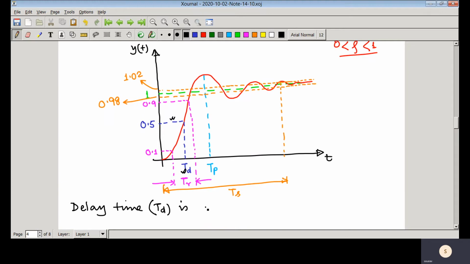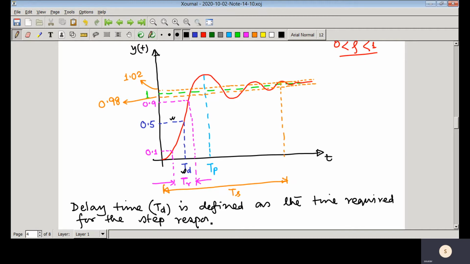So this is defined as the time required for the step response, that means the input should be the unit step, to reach 50% of its final value.